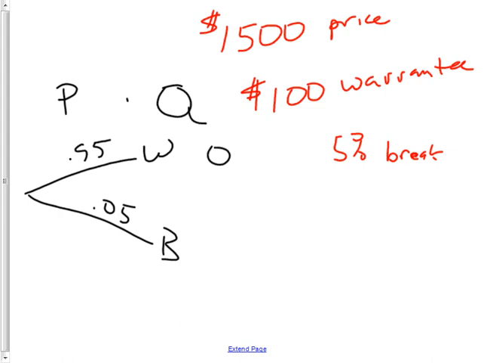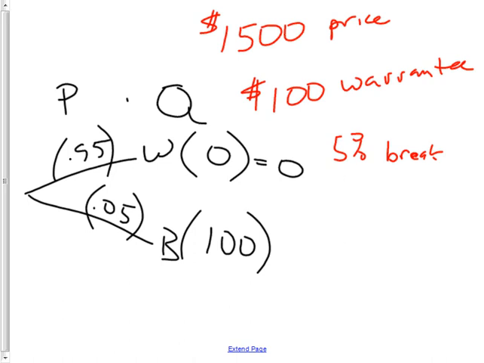Some people say a negative number there, like negative $100 warranty, but which would you rather multiply by, 0 or negative 100? I'd rather multiply by 0, okay? Because when you multiply by 0, you get 0. And then the breaks part is 0.05 times how much do you get if it breaks? $1,000, sorry, $1,500.